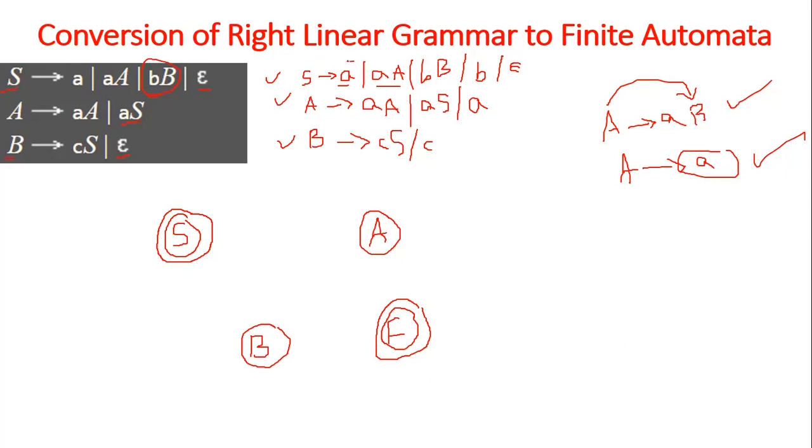So the first production is the second format. You have to add a transition from the start state to the final state on input symbol a. And the second one, this is S tends to small a, capital A. So you have to add a transition from S to A on input symbol a. Similarly, you have S tends to bB, which means you have to add a transition from S to B on input symbol b.